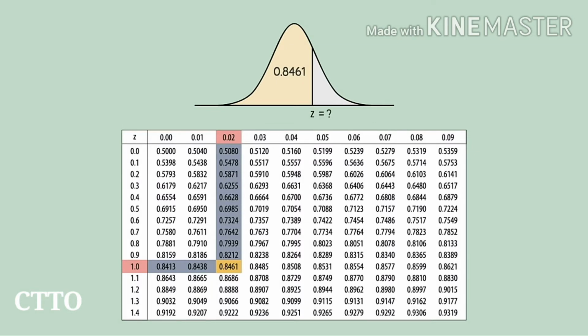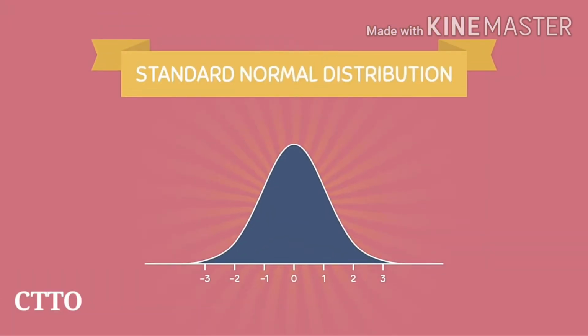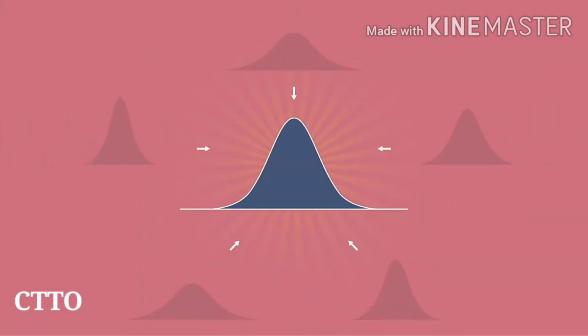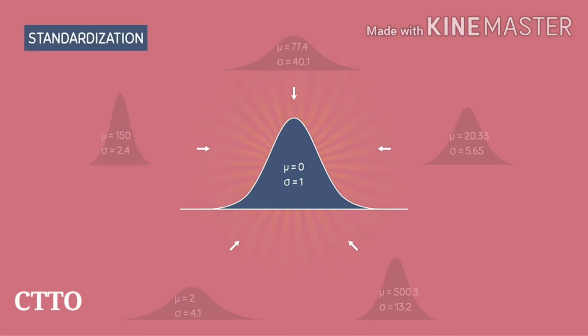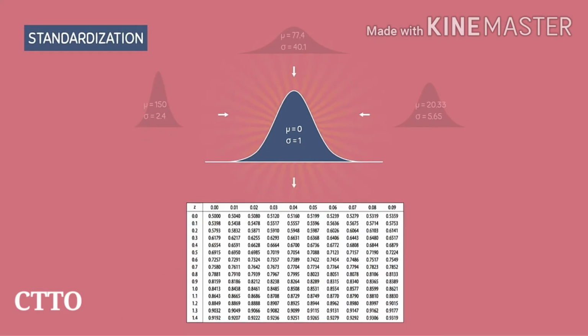The special thing about the standard normal distribution is that any type of normal distribution can be transformed into it. In other words, any normal distribution with any value of mu and sigma can be transformed into the standard normal distribution, where you have a mean of 0 and a standard deviation of 1. This conversion process is called standardization. The benefit of standardization is that it allows us to use the z-score table to calculate exact areas for any given normally distributed population with any value of mu or sigma.